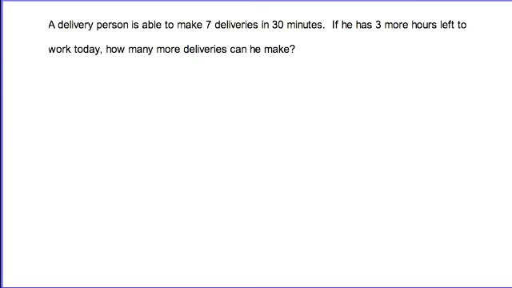So the first thing I'm going to do is look to see what two quantities, or what two amounts, are being compared. In this case, I'm comparing deliveries to time. I'm going to use that information to set up my original ratio, what I'm going to call my known ratio. What makes this my known ratio is the fact that I know both parts of it. I know that it's 7 deliveries in 30 minutes. So I'm going to start by just stating how I'm going to compare. In this case, I'm just going to use deliveries to minutes.